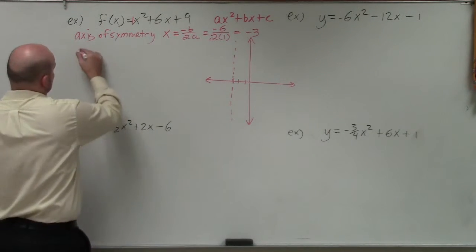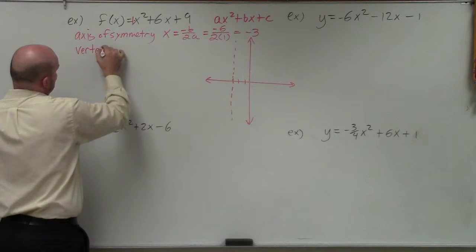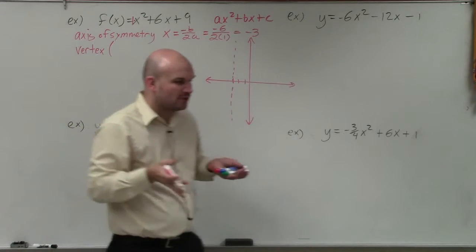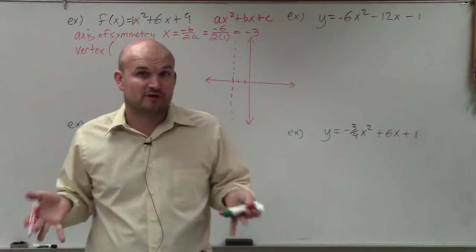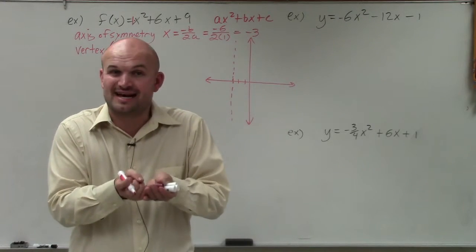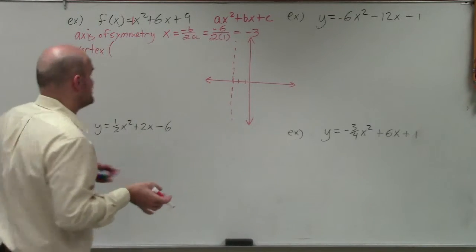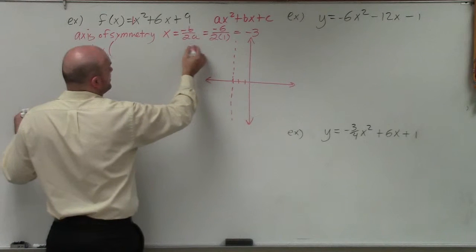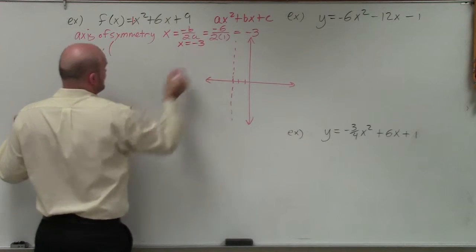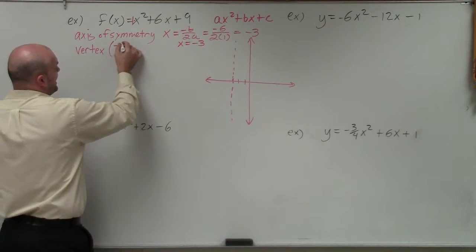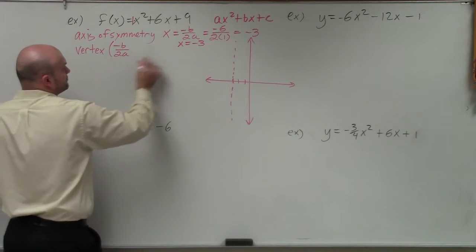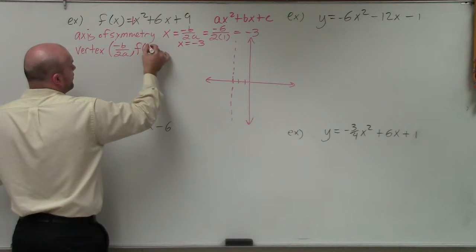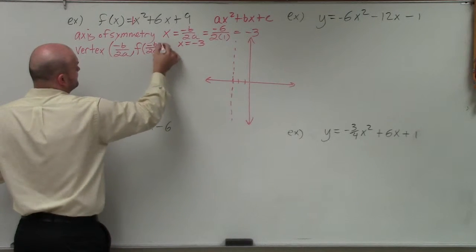Now, for the vertex, a lot of times this gets students a little bit confused because of the notation. But basically, if you remember when we were graphing, the axis of symmetry goes through the vertex. Therefore, the x-coordinate of the vertex lies on the axis of symmetry, or is the same as the axis of symmetry. Well, remember, the axis of symmetry, though, is a line. X equals -3. So the vertex x-coordinate is going to be opposite of b divided by 2a. And then you're going to evaluate the function for opposite of b divided by 2a.